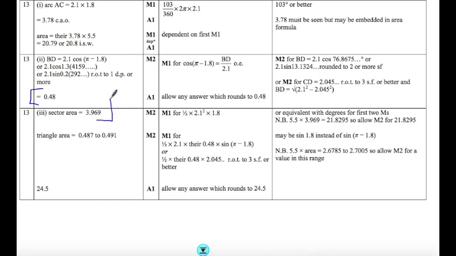So you get 2 marks finding the sector area, 3.969, another mark for getting the triangle area, anything from 0.487 to 0.491, and then a final mark for the answer of 24.5. And in fact, you're allowed any answer which rounds to 24.5.